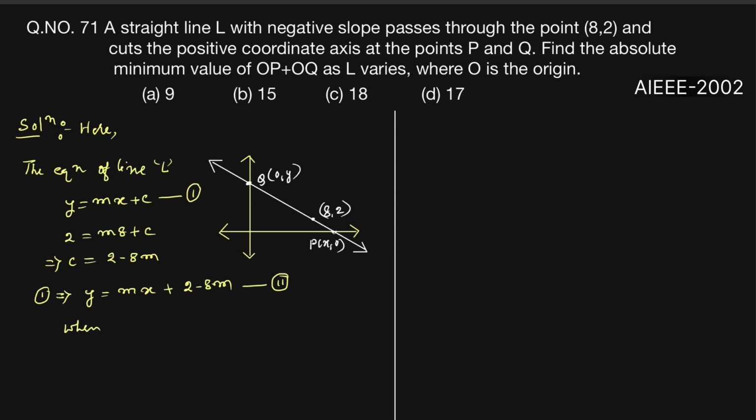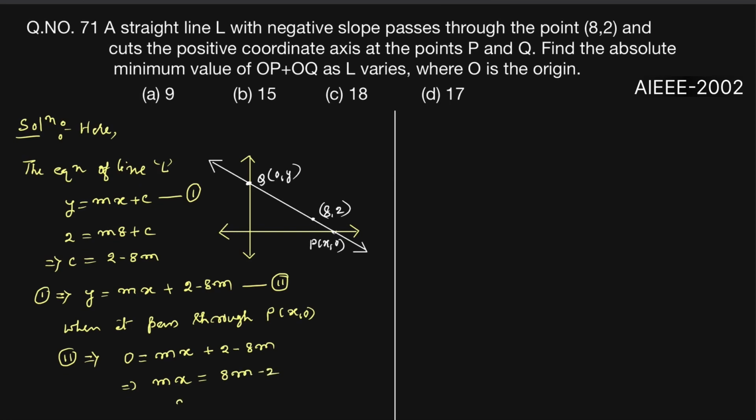When it passes through point P, (x, 0), then equation number 2 implies that in place of y we write 0, equal to mx plus 2 minus 8m, which implies that mx equals 8m minus 2. Therefore, x equal to (8m minus 2) by m, which is equal to 8 minus 2 by m. Therefore, x equal to 8 minus 2 by m.